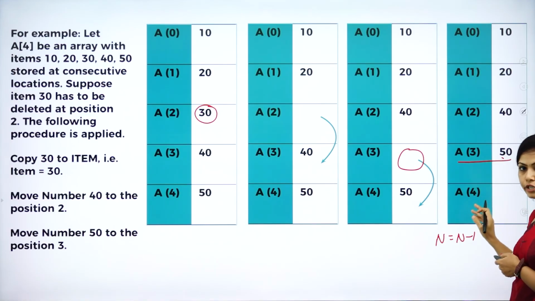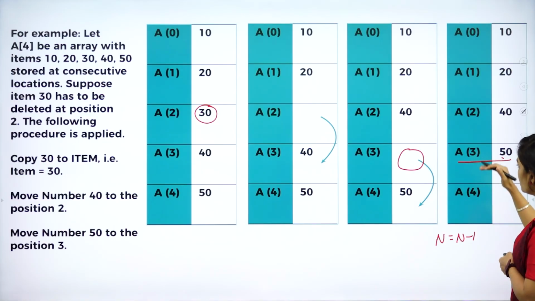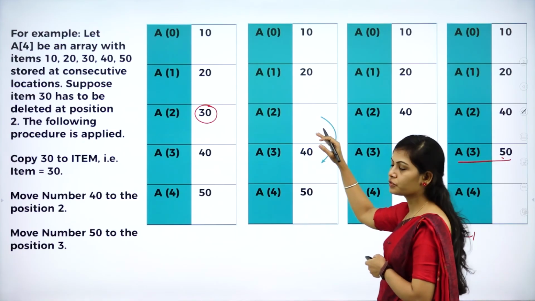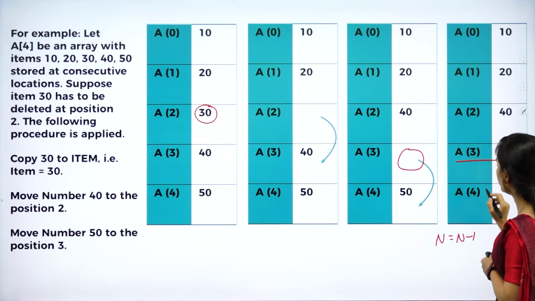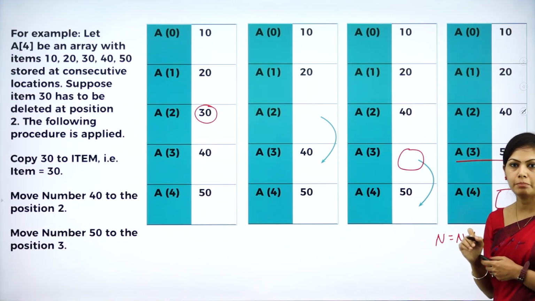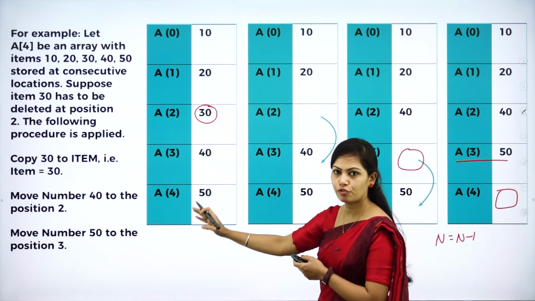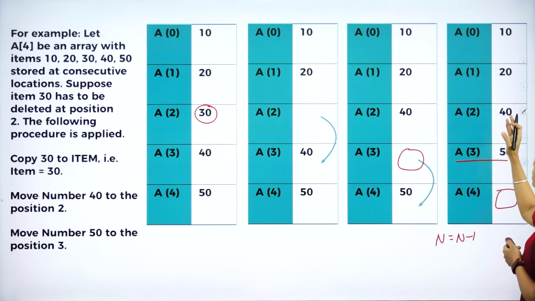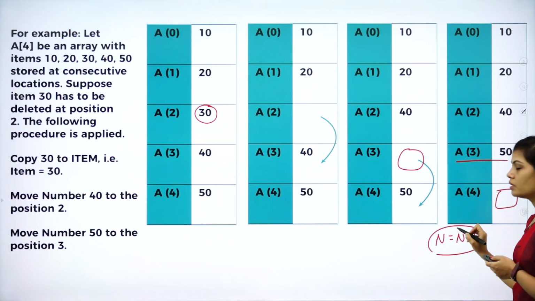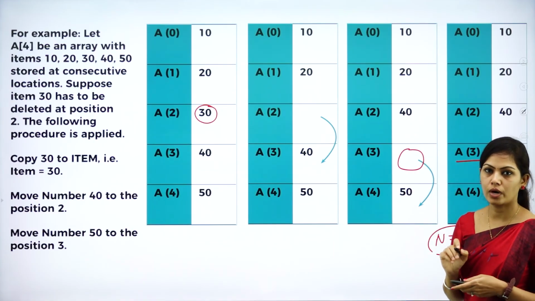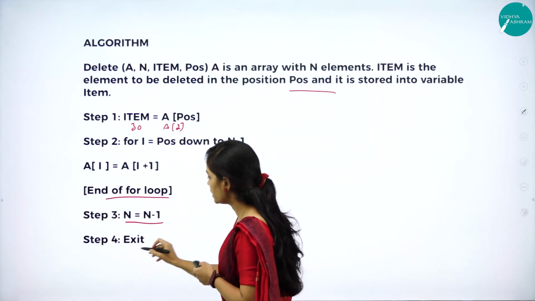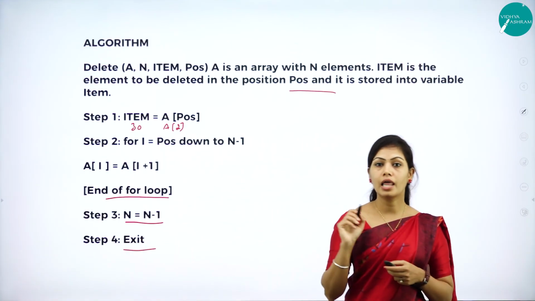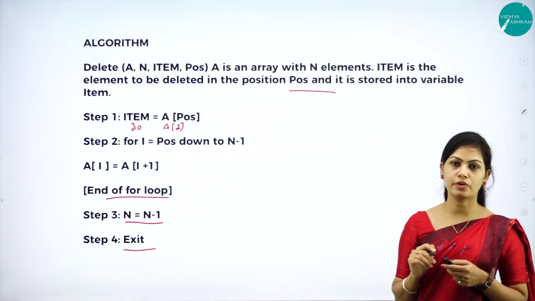So it's reduced by one position, A of 4 to A of 3, A of 3 to A of 2. Now the index starts from 0 to 3. A of 4 becomes empty. Before it was 0 to 4. Now, after deleting an item, the locations are 0 to 3 only. So that's why we use the formula n is equal to n minus 1. So here n is equal to n minus 1, 1 is decremented, and exit. This is your algorithm for deleting an element from the array.